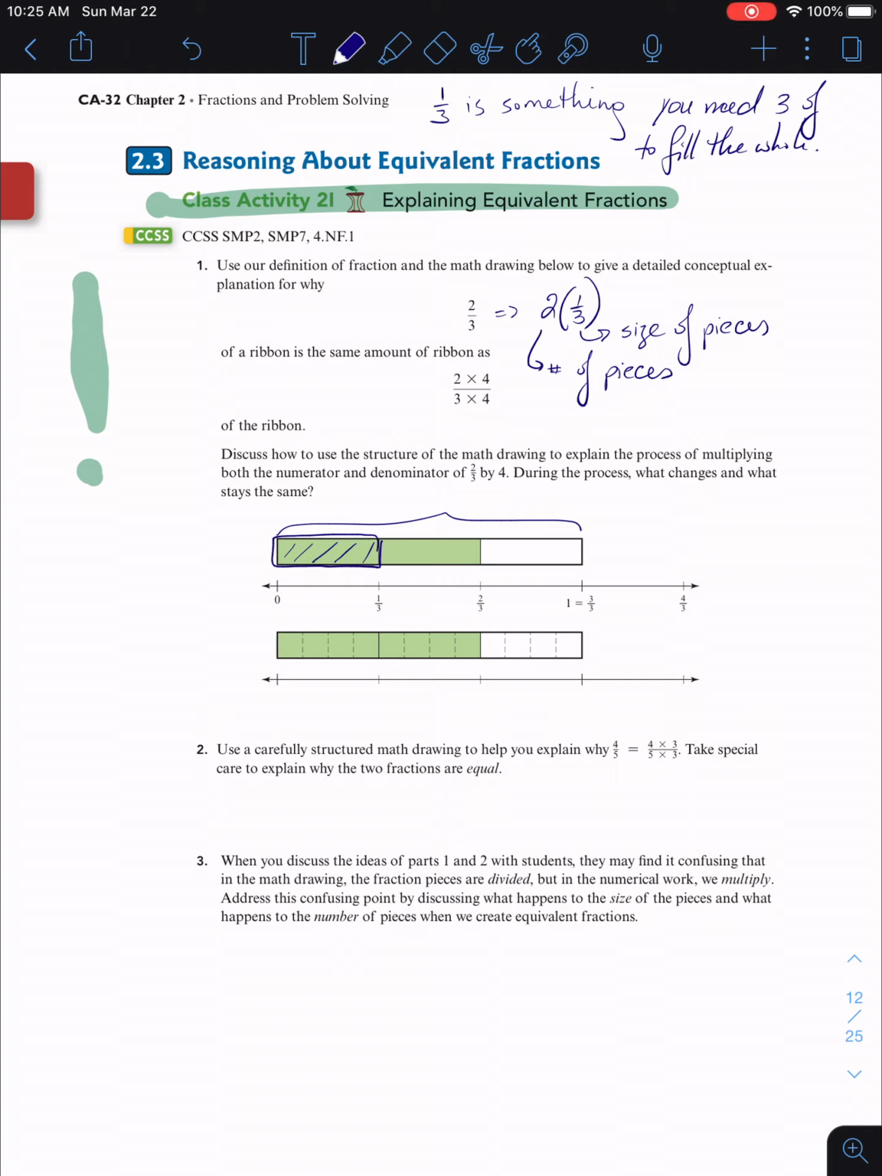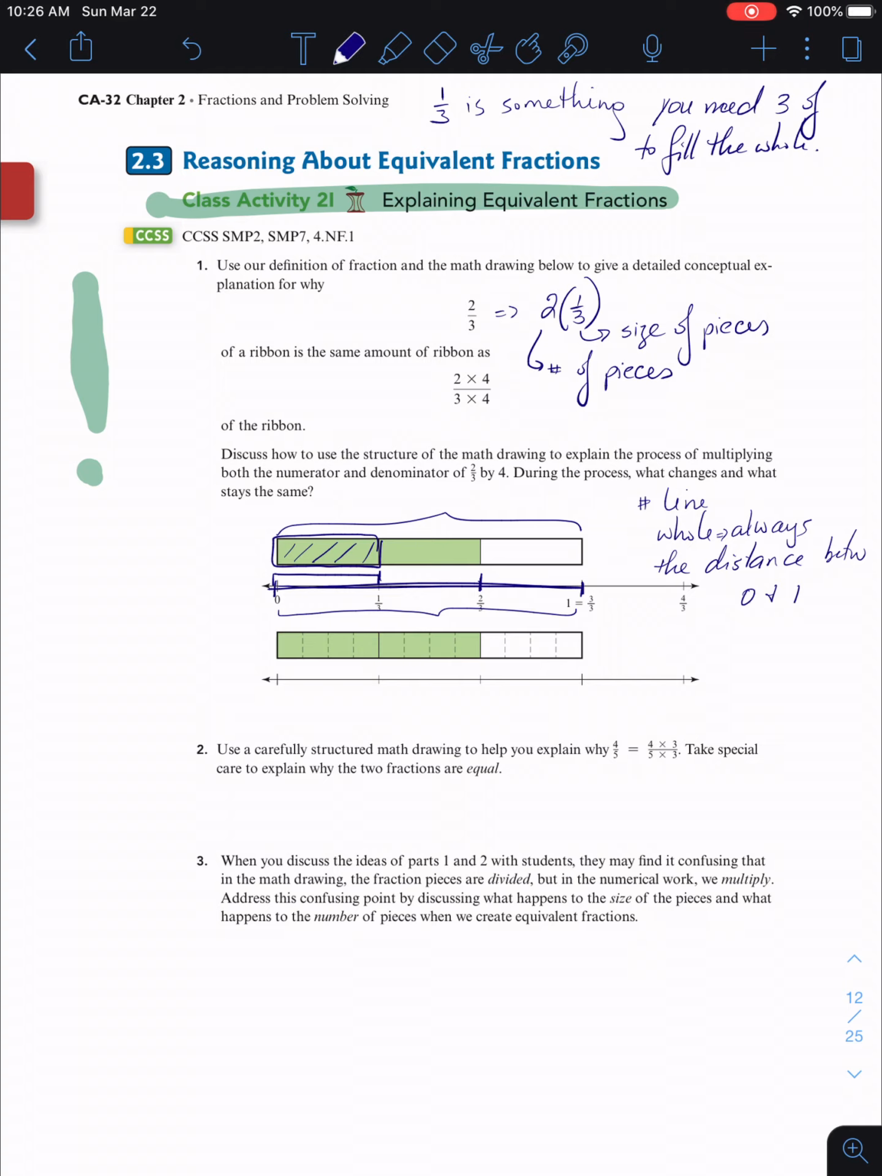Now on the number line, we have our whole is between 0 and 1. On the number line, the whole is always the distance between 0 and 1. Okay, so this is our whole, the distance between 0 and 1. So the distance along the line. If our 1/3 is this much, then we need 3 of them to fill the whole, which makes sense. And our number at 2/3 uses 2 of them.